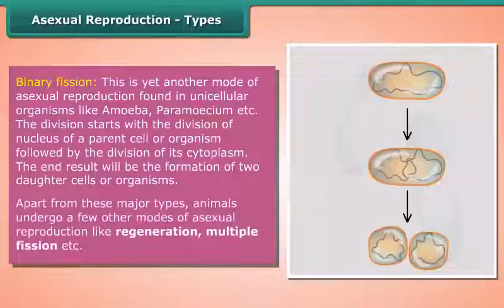Apart from these major types, animals undergo a few other modes of asexual reproduction like regeneration, multiple fission, etc.